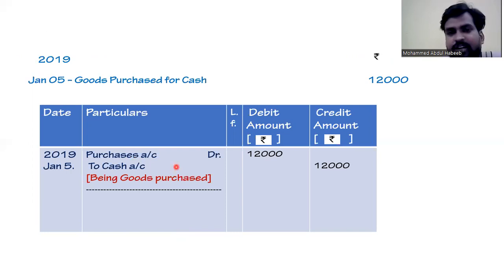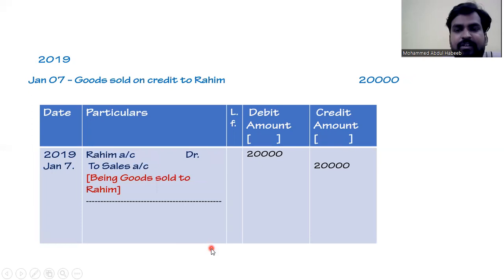and cash is going from the business. So cash will be recorded on credit side. So the journal entry on 2019 January 5 will be purchases account debit 12,000 to cash account 12,000 and the narration will be being goods purchased. Coming to our next transaction, which is on 2019 January 7, goods sold on credit to Rahim 20,000 rupees. So here the date will be taken as 2019 January 7.